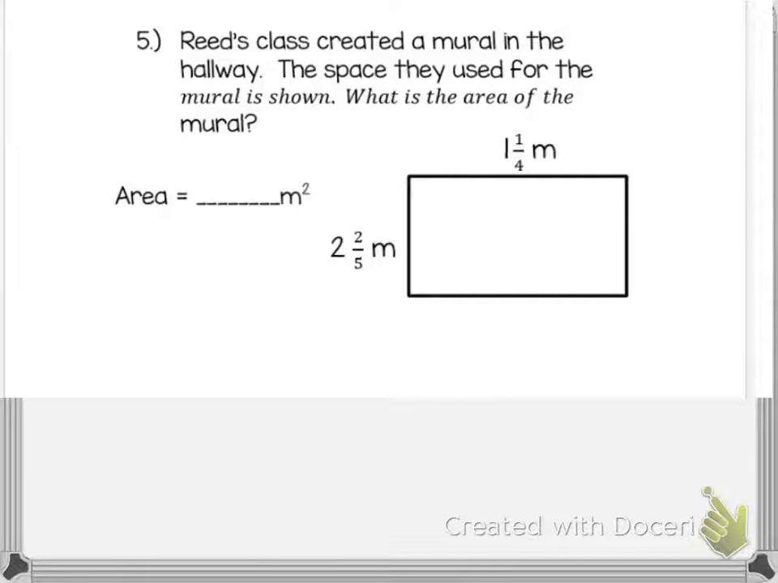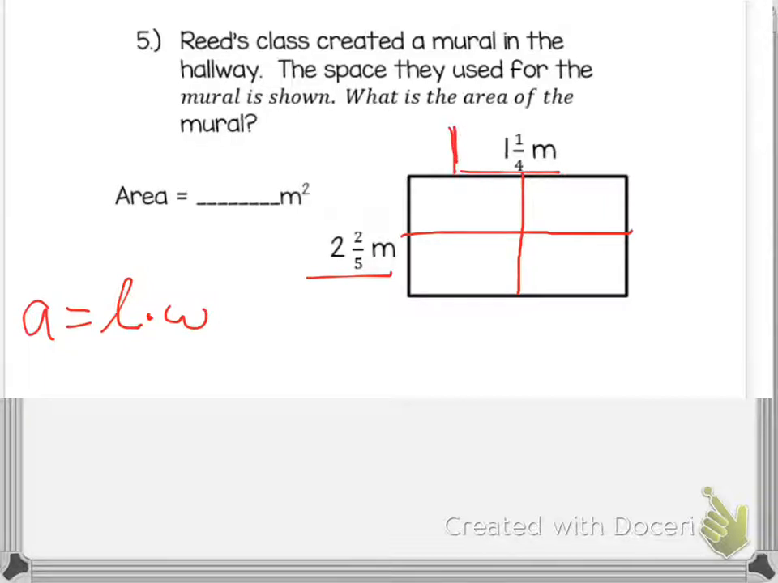Reed's class created a mural in the hallway. The space they used for the mural is shown. What is the area of the mural? So remember, area equals length times width. So we have length, width, or vice versa. You could use the area model. And so let's try that. So we're going to split it in half and then have our two spots. So I have 1 1/4 times 2 2/5.